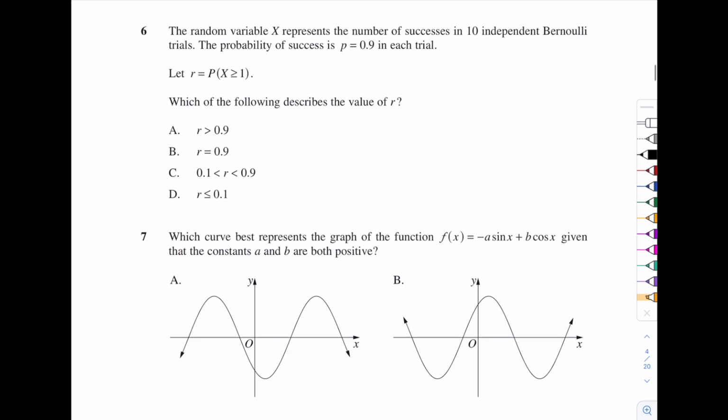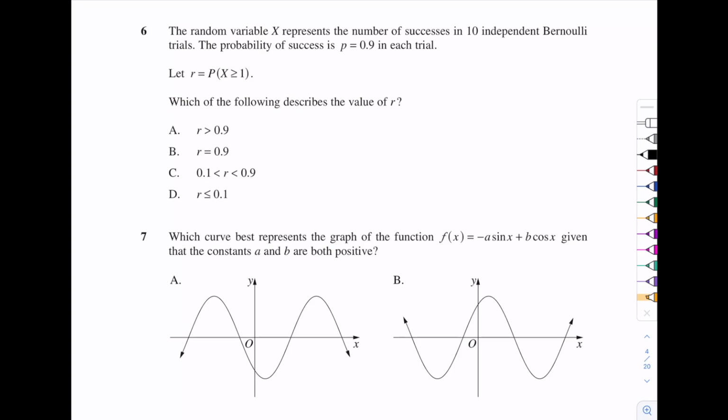Okay, question 6. The random variable x represents the number of successes in 10 independent Bernoulli trials. The probability of success is p equal to 0.9 in each trial. It says let r be equal to the probability that x is greater than or equal to 1. So what's the probability, in other words, of having one or more successes? And we want to find which one of these best describes the value of r.